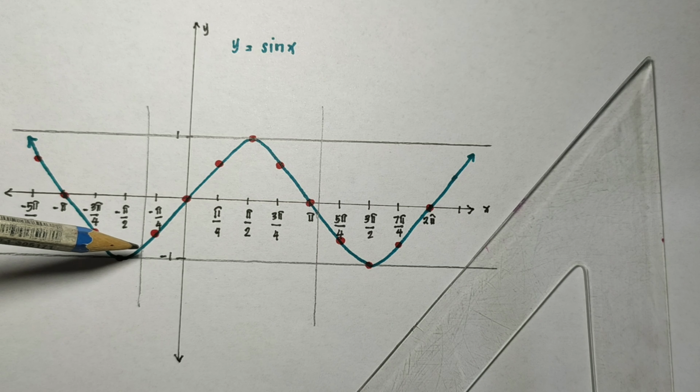But if I draw a horizontal line on the graph, like this, how many points of intersection? We have 1, 2, 3, 4. So therefore, this will not pass the horizontal line test. Therefore, this is not a one-to-one function.